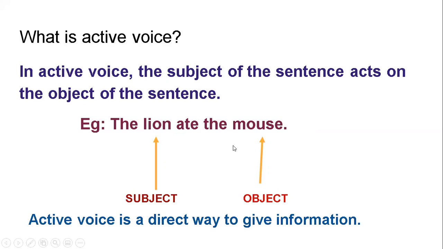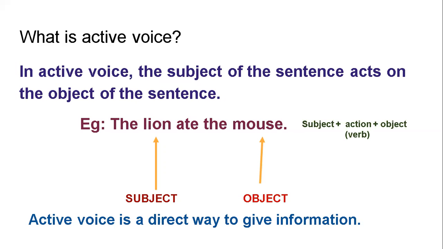An active voice is a direct way to give information. It's a simple, concise, crisp way of giving information to someone. The lion ate the mouse. If I tell you something like that, there is no way that you will misunderstand what I'm saying. It's just so simple and so direct, isn't it? Who ate the mouse? The lion ate the mouse. So simple. Such a short sentence, such an easy sentence, such a crisp sentence. So it is active voice.